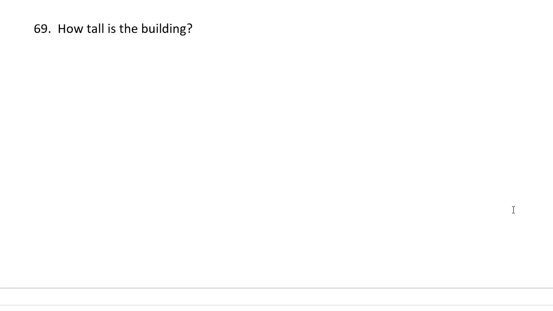Number 69 is a word problem about measuring the height of a building. The problem states, suppose you wanted to measure the height of the building shown below. To do this, you measure the building's shadow and find that it's 50 feet long. You also measure the shadow of a 4-foot stake and find that it is 3.5 feet long. How tall is the building? Let's duplicate the sketch that's in the book. Here's the building. Here's the ground. Here's a 4-foot stake pounded into the ground.